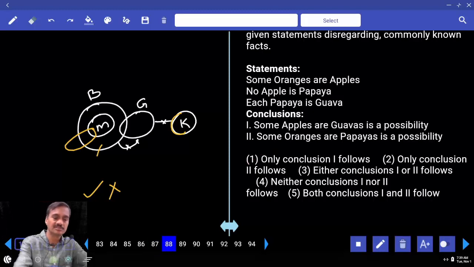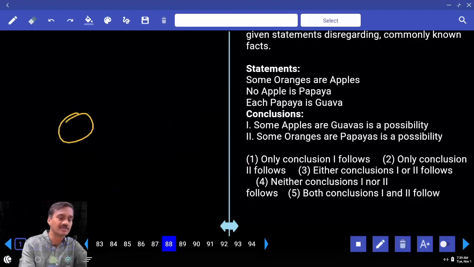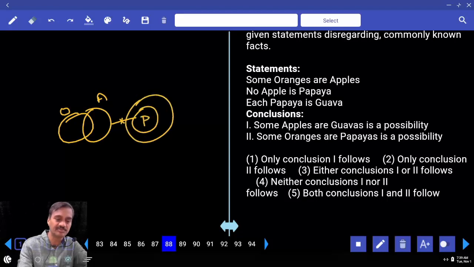And 88, some oranges are apples. Now some of the oranges or apples can be written like this, orange and an apple. And no apple is papaya, no intersection between apple and a papaya. And each papaya is what? Each papaya is a guava.